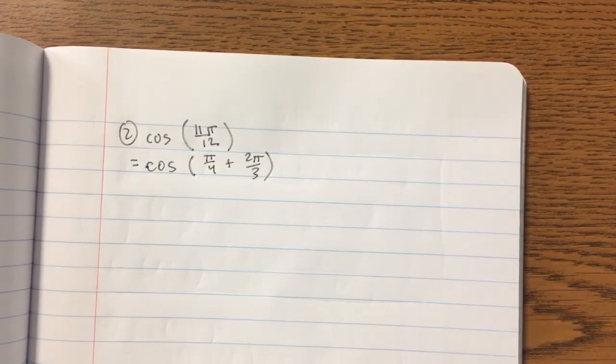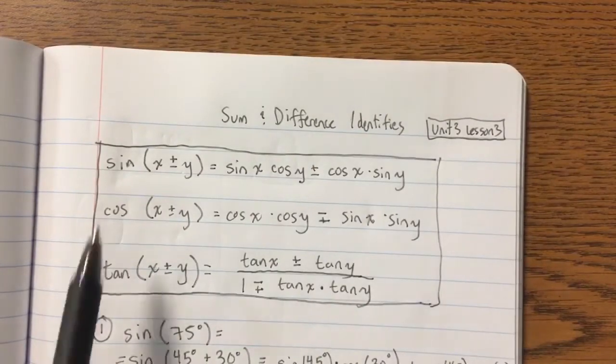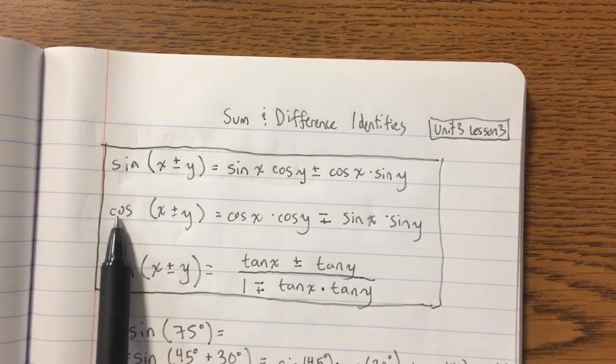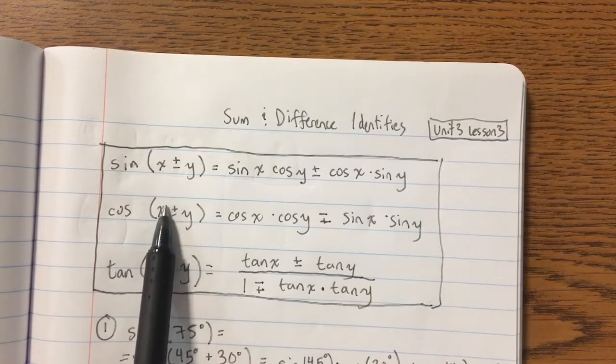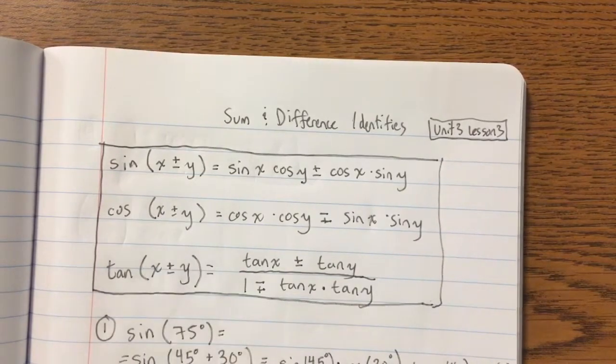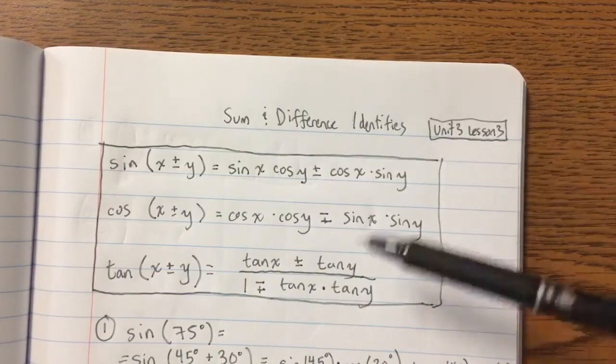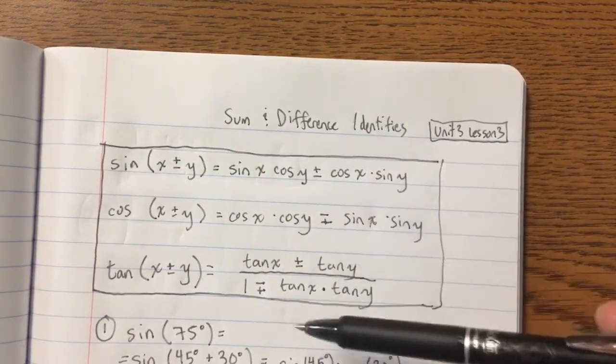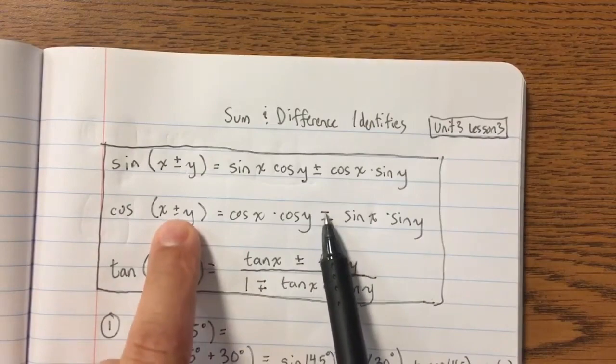All right, so look back at your formula. I have it on the previous page here. We're dealing with cosine, and we found a sum that adds up to 11 pi over 12, so we're going to be using the sum identity rather than the difference one. And so, which symbol should I use here? Minus, right? Because the two top ones are what you're going to match up here.